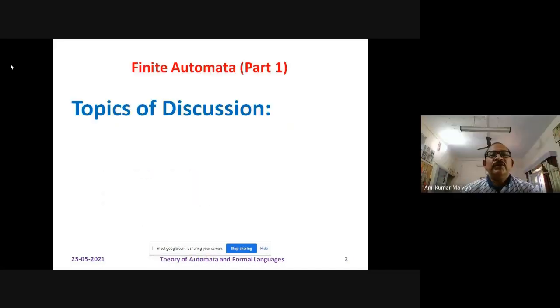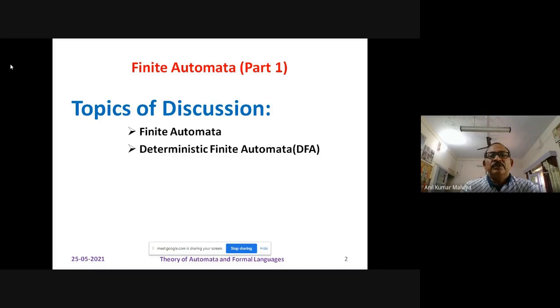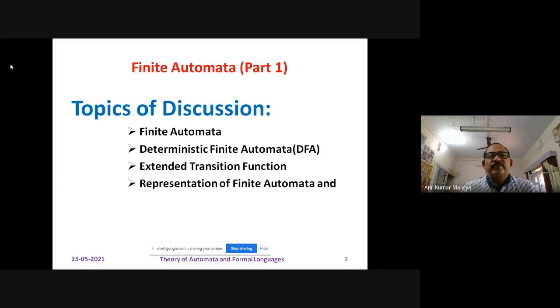Today we will talk about what is a finite automata, deterministic finite automata, extended transition function, representation of finite automata, and the language accepted by finite automata.